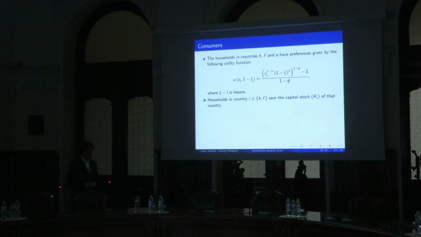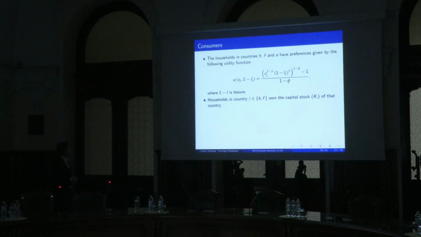So there will be households in this model, and these are standard preferences. They derive utility from consumption, and 1 minus L is leisure. So consumption and leisure in some Cobb-Douglas nesting, and this is the risk aversion coefficient, which is 5. So nothing fancy about this utility function.